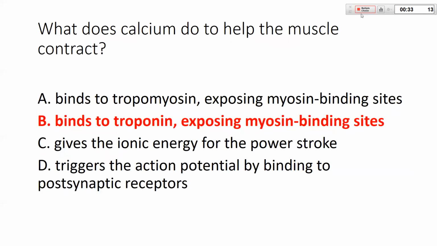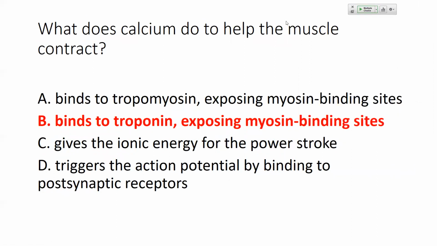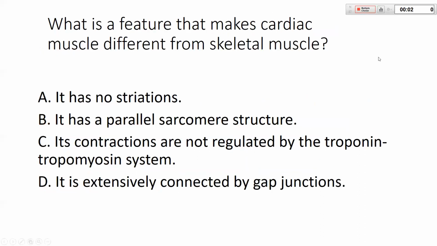All right, so the answer here was B, binding to troponin. Now this question should have specified skeletal muscle, right? But that's understood. So if it was skeletal or cardiac, this would be true, but for smooth muscle, this is not true, right? Let's move on.